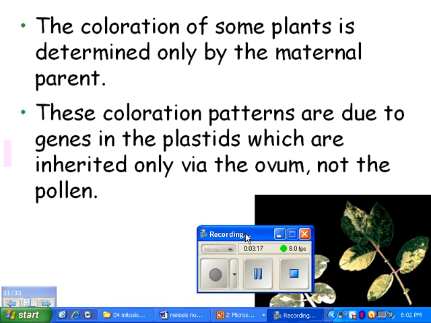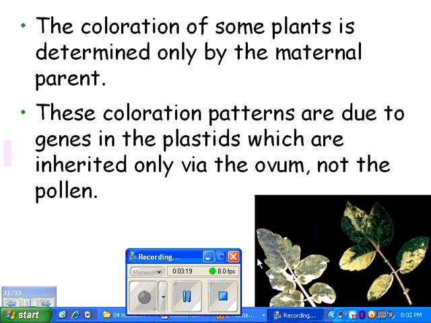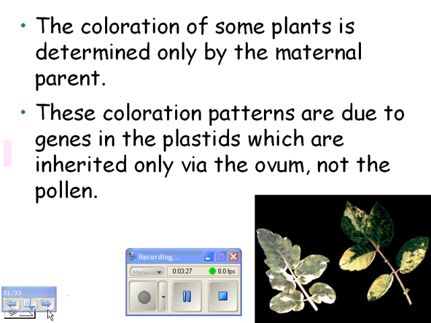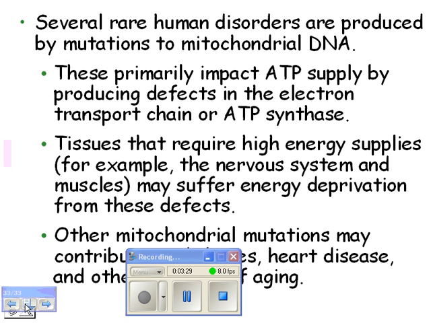So here's an example. The coloration of some plants is determined by the maternal parent only. So the genes for coloration pattern are due to genes in the plastids, which are inherited only via the egg, not from the pollen.